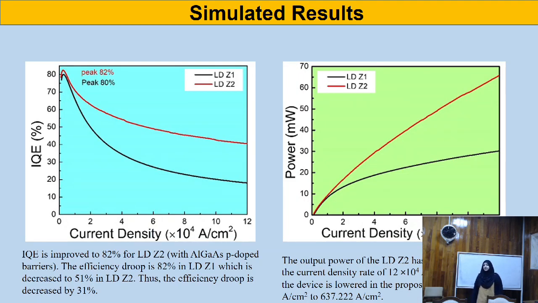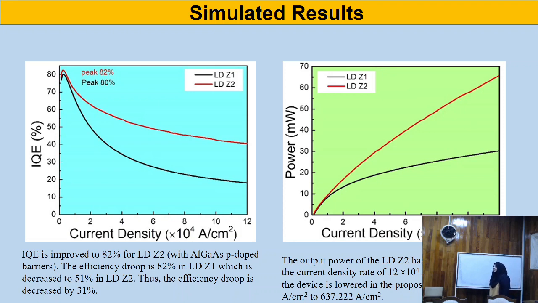First of all, we have internal quantum efficiency versus current density. You can see that the internal quantum efficiency is increased to 82%, shown by the red line. You can see that the droop of the device is also decreased; the efficiency droop is decreased by 31%. Next we have the power versus current density graph. The output power of the device is 65 milliwatts at a current density of 12 multiplied by 10 raised to power 4 amperes per centimeter square.